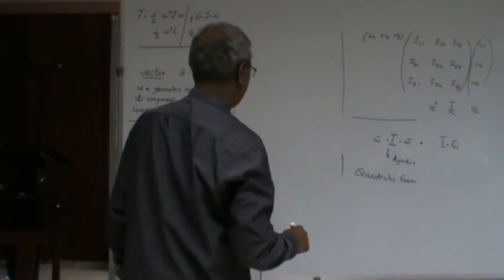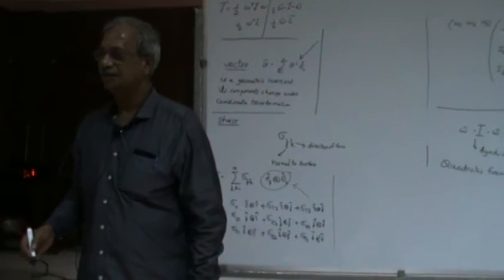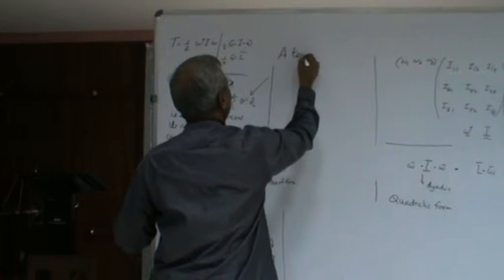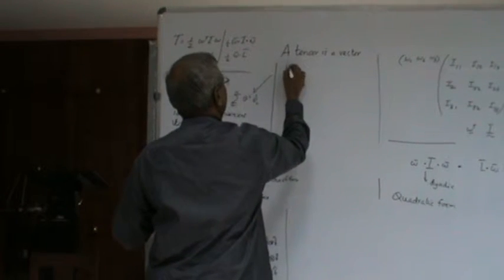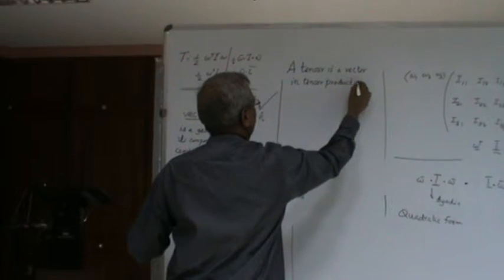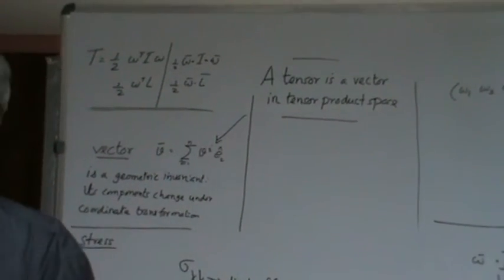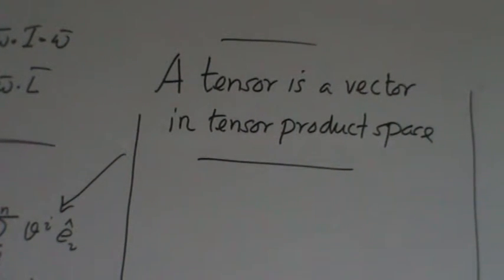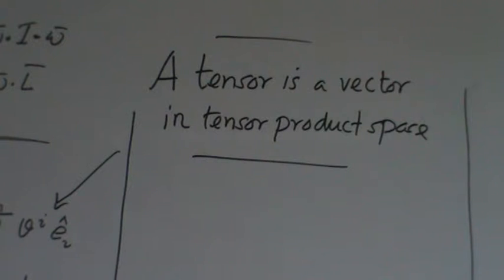Okay, let's say with the example of... In this way, sir, any tensor can be considered as the generalization of the vector. Yes. In fact, this you can remember for the rest of your lifetime. A tensor is a vector in the tensor product space. That is the most condensed way of telling what a tensor is. But let me illustrate this idea better.